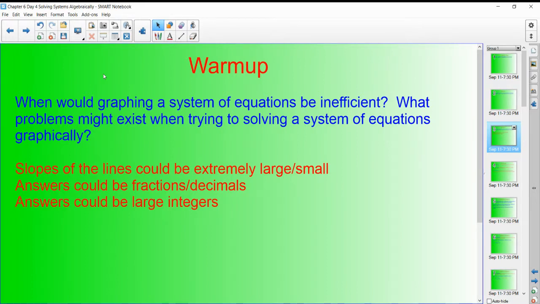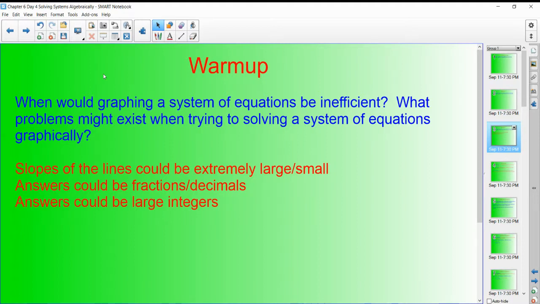Other answers that I've gotten that I find are pretty humorous. What happens if I don't have graph paper? Well, if you don't have graph paper, it's going to be pretty hard to graph and solve the system. So all these are valid reasons why we should have multiple different ways.